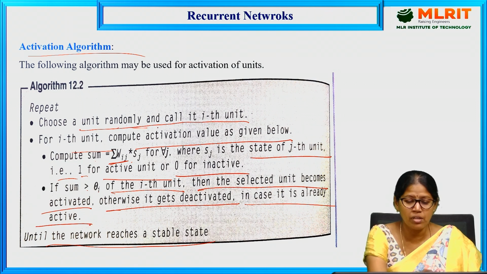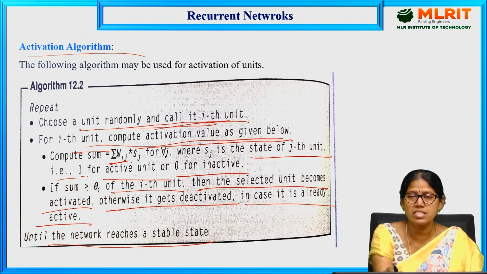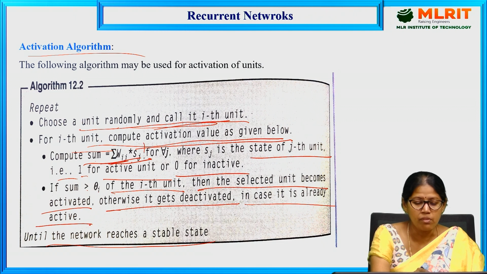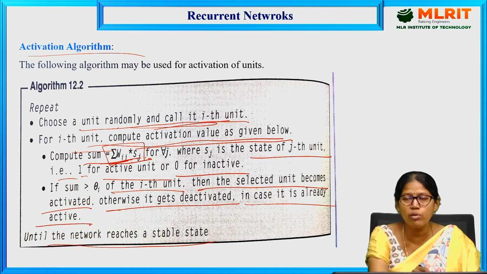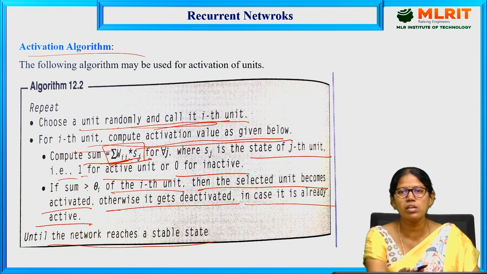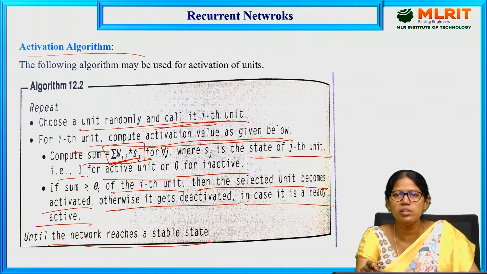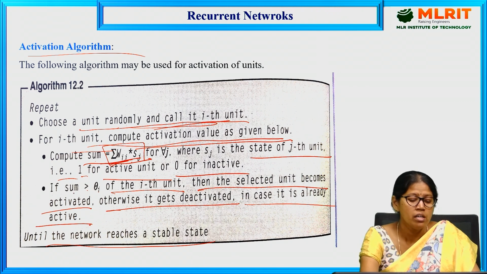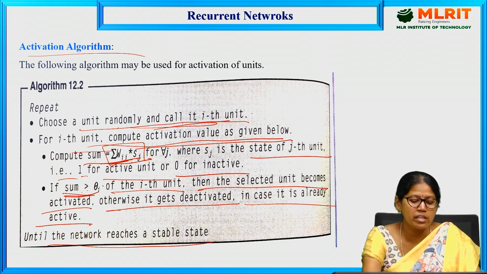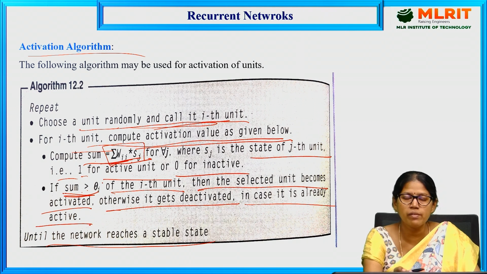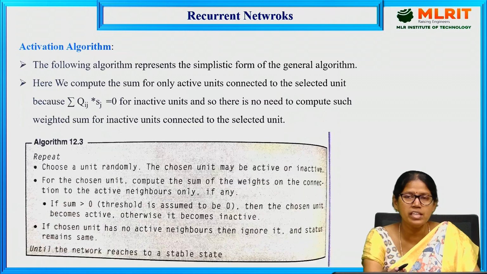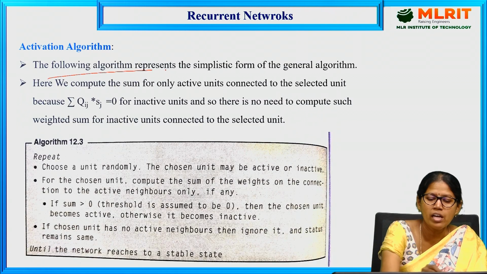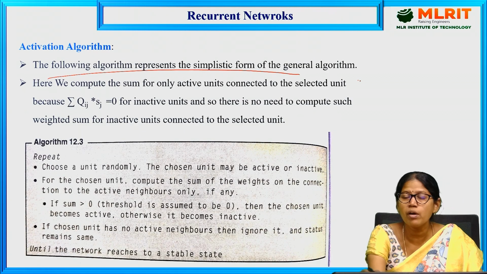So randomly take one unit and compute the sum based upon this formula. Sigma Wij into Sj, where Sj is the state, either 1 or 0. If the unit is active, then we take it as 1. If the unit is deactivated, then we take it as the 0 value. After that, check whether the sum is greater than the specified threshold theta or not. If it is greater, then that node will be activated, otherwise it will be in deactivated mode. The following algorithm represents the simplistic form of the general algorithm.